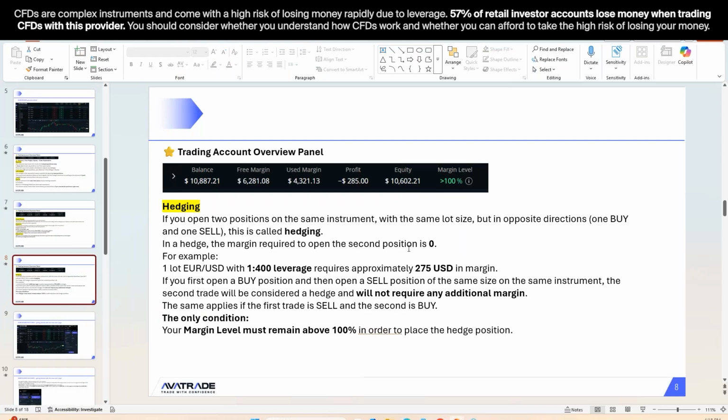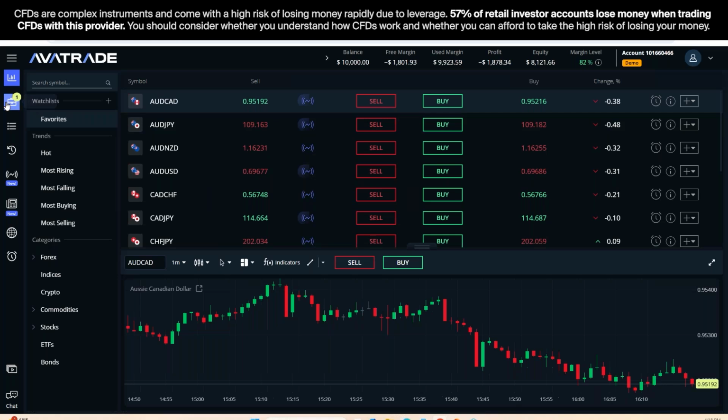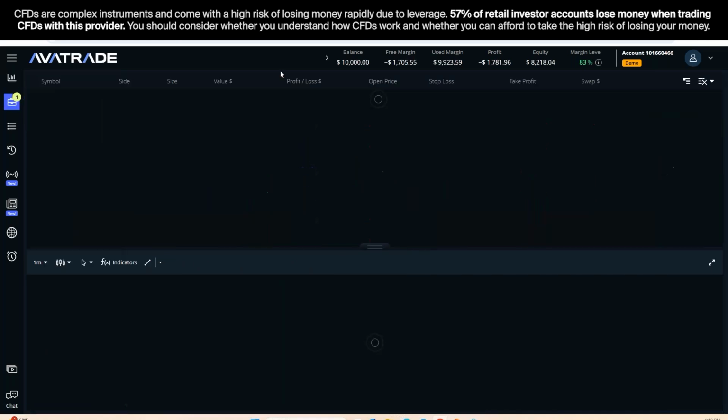Hedging is a very nice concept. Okay, what happens when you hedge? When you hedge a position, one position will be at some point profitable, and the other position at some point will be in loss. You open a position on the same instrument, in a different direction, one buy, one sell, and the same position size. So I will share with you how it looks when you want to hedge a position.